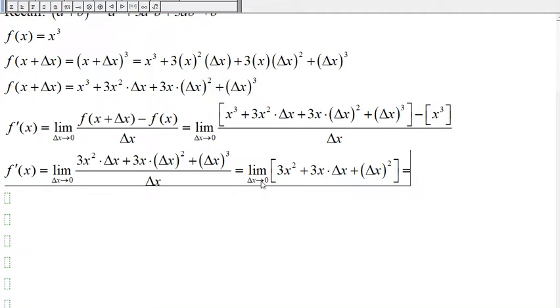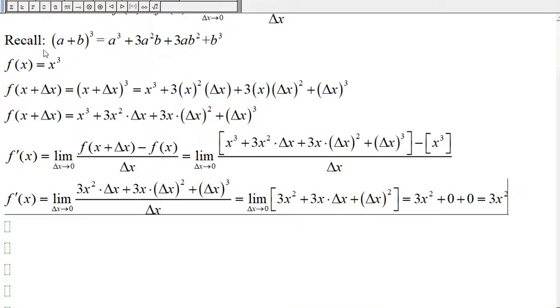And now we're allowing delta x to approach 0. The first term has no delta x. The limit here is with respect to delta x, so this term has no delta x. Think of it as a constant, and the limit of a constant is just the constant. And then as delta x approaches 0, 3 times x times 0 would be 0. And then right here we also get 0. So the answer would be 3x squared.